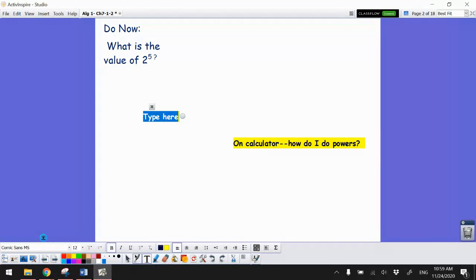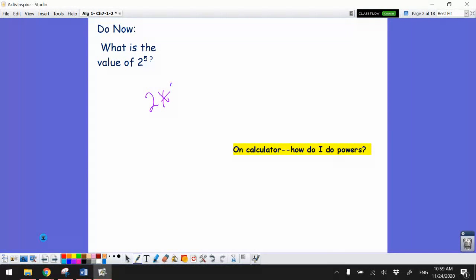This is 2 times 2 times 2, 5 times. 1, 2, 3, 4, 5 times. 2 times 2 times 2 times 2 times 2. So 2 times 2 is 4, times 2 is 8. 8 times 2 is 16, and 16 times 2 is 32. So 2 to the 5th is actually 32.